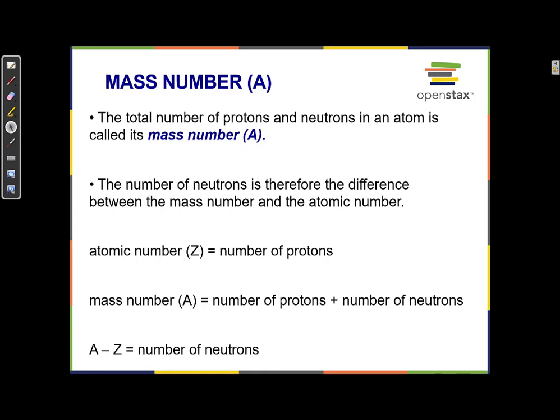So the atomic number Z is the number of protons. The mass number A is the number of protons plus the number of neutrons. So if I want to figure out how many neutrons there are, I just take A minus Z.